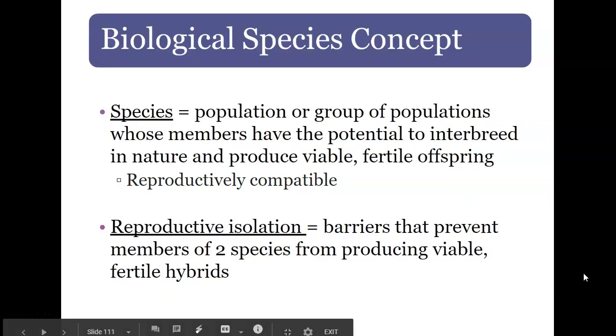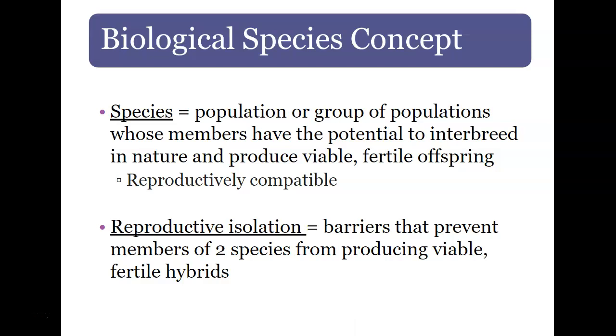Okay, so a key concept would be the biological species concept. A species is a population or a group of populations whose members can interbreed. As I mentioned previously in another PowerPoint, the ability to interbreed is kind of the definitive characteristic. If they can breed with one another, they are members of the same species. If they can't breed with one another and produce fertile offspring, meaning their babies can have babies, then it's not a species.